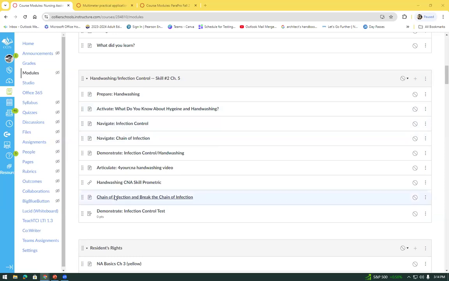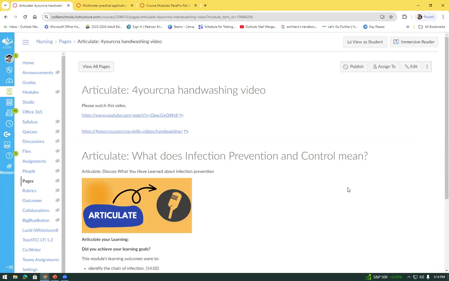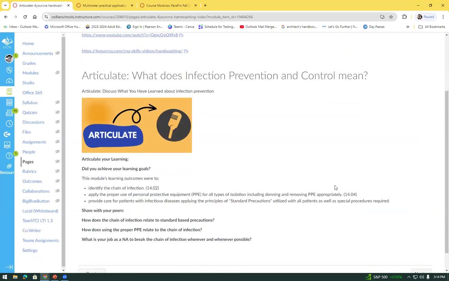So let's just look briefly at the articulate section. So they do this at the end of the lesson where they're able to articulate in writing everything that they have learned about the chain of infection, PPE, and the skill of hand washing. Not only are students having to articulate the skill of hand washing, but they're articulating the broader topic of the chain of infection and showing how everything fits together. Basically, they're demonstrating their understanding of contextualized instruction.